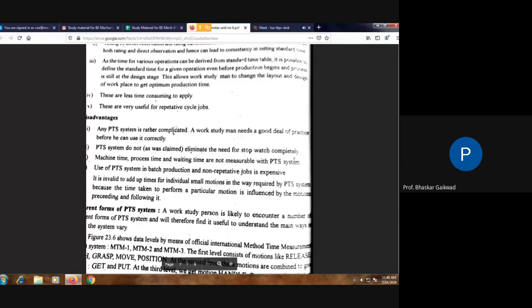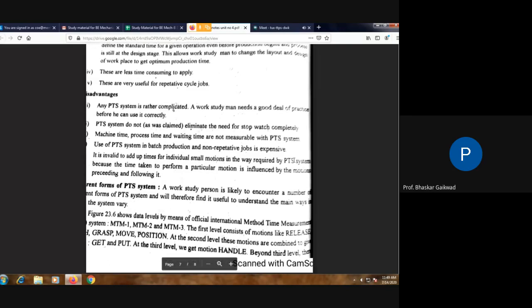And it's invalid to add up times for individual small motions. It means in the ongoing work, if any additional motion is there, it is very critical, because the time taken to perform a particular motion is influenced by the motions preceding and following it. It is very critical to apply, because it already exists and we can make use of this standard data and standard motion for this. So this is about the disadvantages.